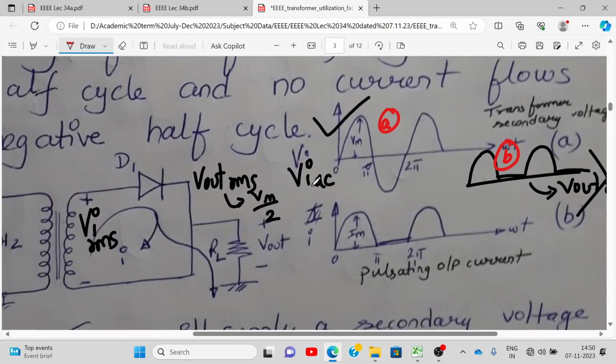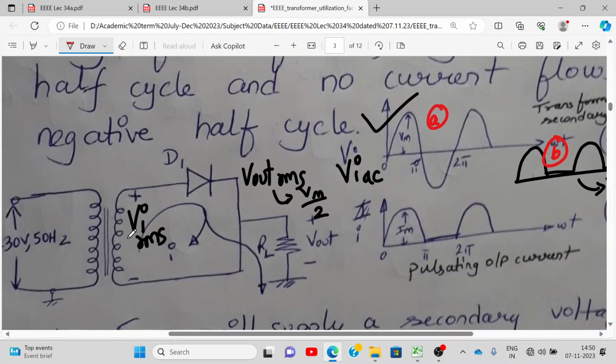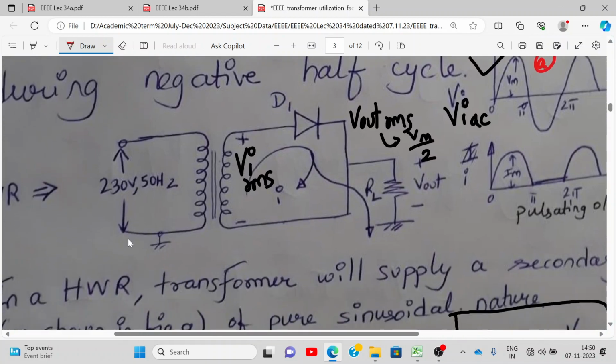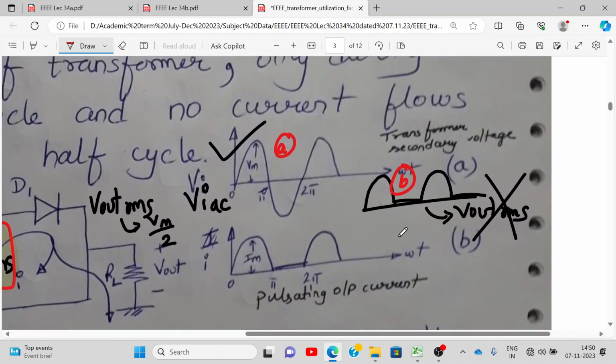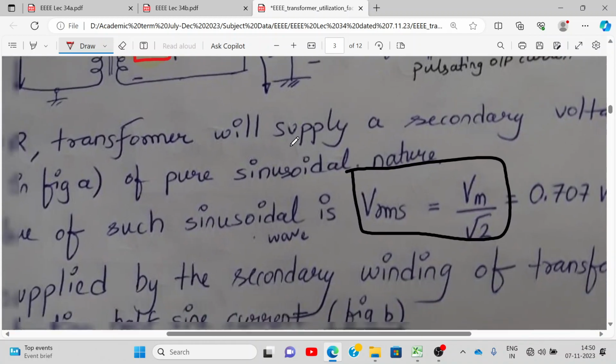But what is VI of the AC available here? So we are asking, what is this value? What is this? I don't know whether it's visible or not. What will be this value? So what is the waveform across the secondary of the transformer? Is it this one or this one, A or B? A, not B. Are you understanding? Is this clear to you? Okay. So we get a pulsating DC.